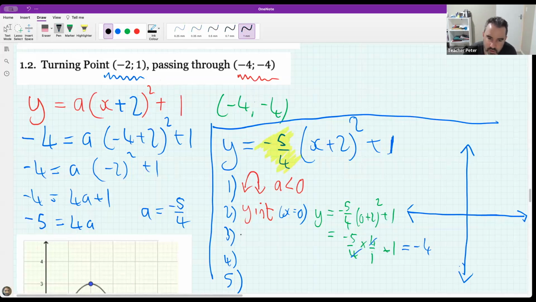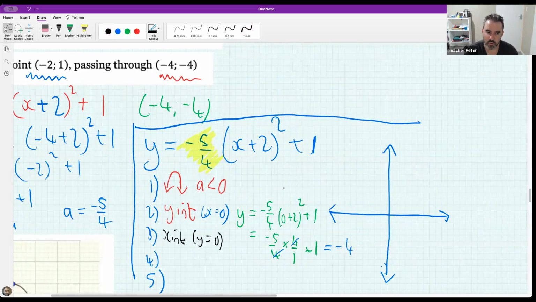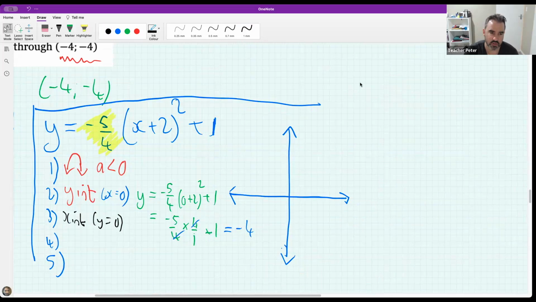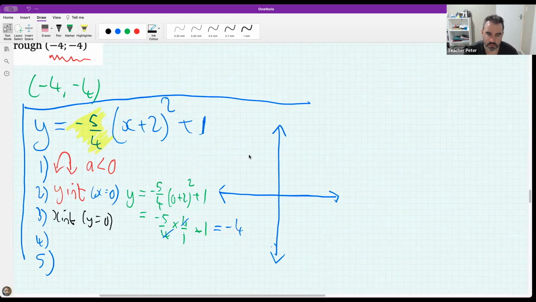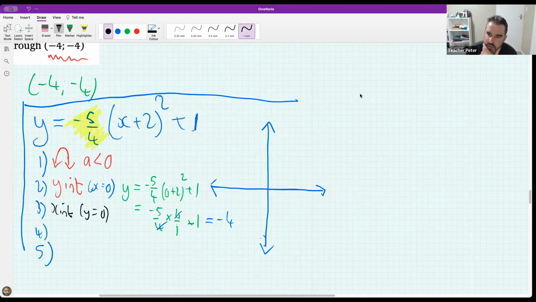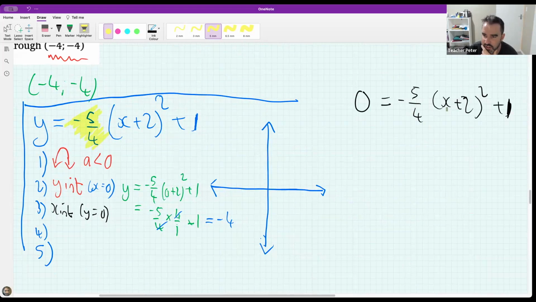Okay, now what about the x-intercept? For the x-intercept, you need to make y equal to 0. I'm going to give you some time to find the x-intercept of this graph. Maybe I should make some extra space up here. In order to do this one, I need to get this x by itself.